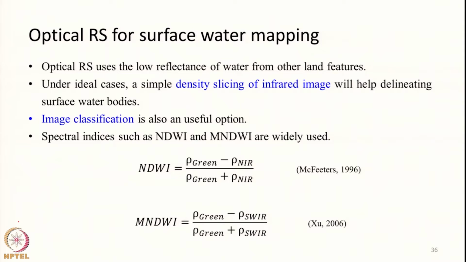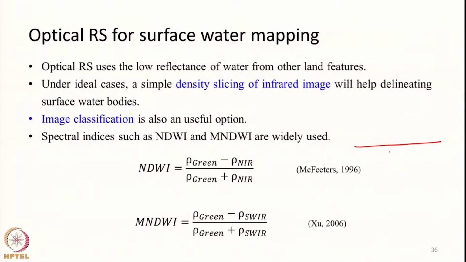So if all conditions are ideal, like we got a perfect image without any sun glint. Sun glint is when the sun is directly overhead a water body and we may get a bright spot on the image. If the zenith angle of the sun and the look angle of the sensor are more or less the same, then a specular reflection will happen, which may affect the reflectance that we measure. It will appear as a very bright spot, which we call sun glint. If those things are absent, and the image is perfectly clear without any turbidity, then even a simple density slicing of an infrared image will help us in delineating surface water bodies.